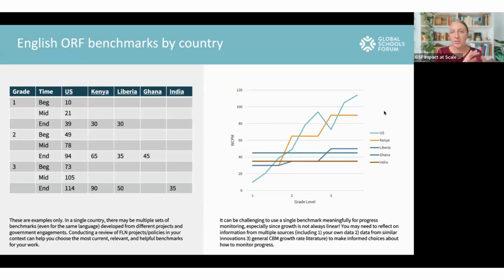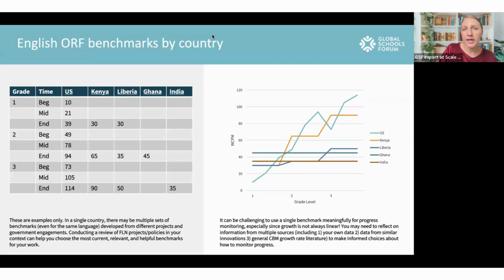In some cases, you've got benchmarks for every grade level. In other cases, you might only have one benchmark for all of early primary, or all of the whatever point you're developing foundational literacy and numeracy skills. And so again, it's not about finding necessarily a perfect answer, but it's about critically reviewing the literature, thinking about what's available in your setting, and making an informed choice based on that.